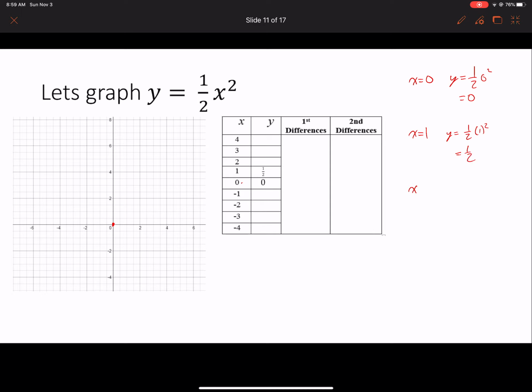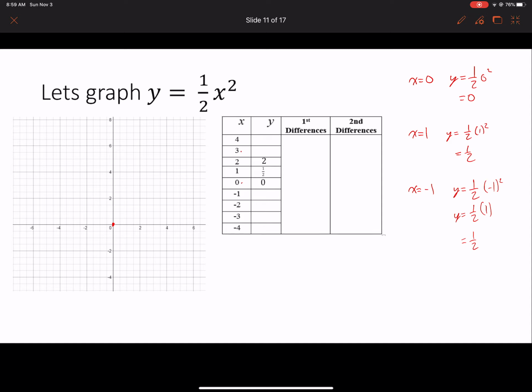In fact, when I say x equals minus 1, I'm going to end up getting y equals half minus 1 squared. Well, minus 1 squared is just equal to 1, which is equal to half. And I'm going to end up getting half over here as well. But anyway, we'll get to that. When we substitute x equals 2, well, 2 squared is 4. Half of that is 2.